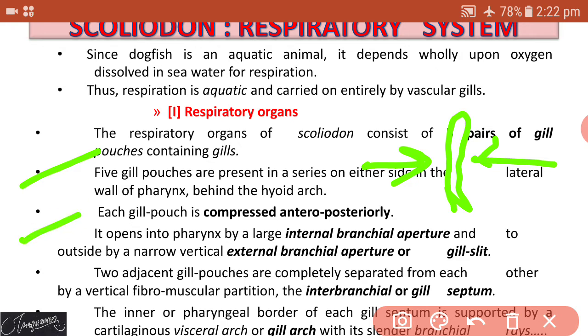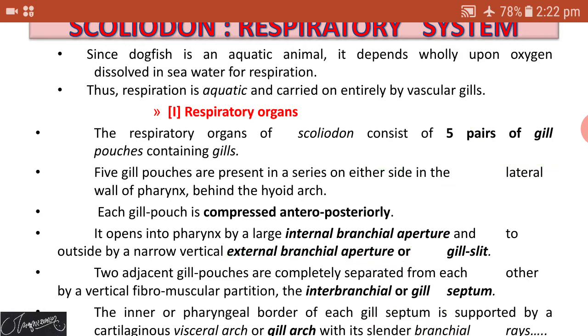The gill pouches open internally into the pharynx by the interbranchial aperture. The internal opening of the gill pouch is called the interbranchial aperture, and to the outside by a narrow vertical external branchial aperture, the gill slits. The outer opening of these gill pouches is called the gill slits.